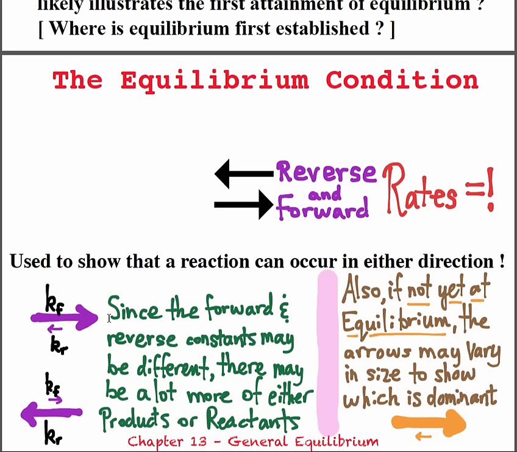If the rate of the forward is much bigger than the rate of the backwards, then I'm going to see a whole bunch of the stuff on the right. Conversely, if the kr, the rate constant for the reverse, is larger than the rate constant for the forward, I'm going to see a whole bunch more stuff on the left than on the right.